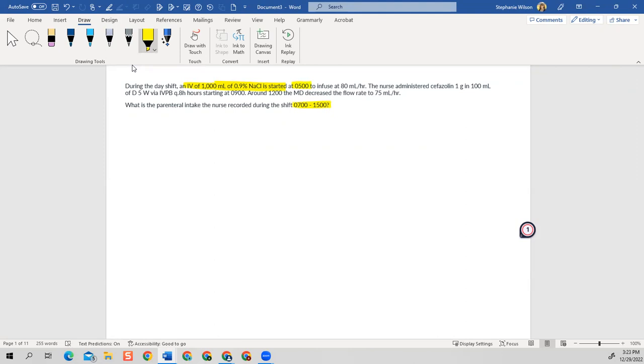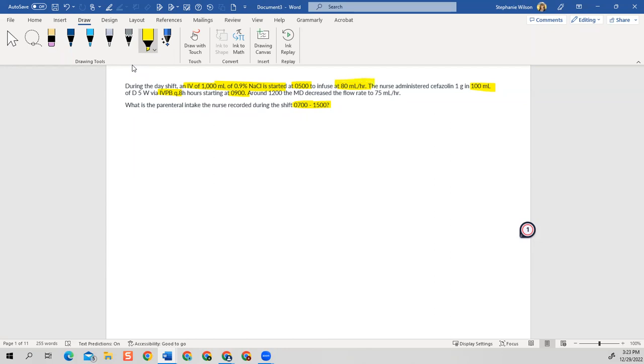Well, at 0700 is when your shift started. So someone's already calculated from 0500 to 0700. However, we do need to calculate from 0700 to 3 p.m. So let's look. At 0500, it says that we infused 80 milliliters per hour. It said the nurse administered 1 gram in 100 milliliters of Dextrose 5% in water, IV piggyback every 8 hours, starting 0900. Okay, so that's different. It's a piggyback. It's something getting added during the infusion. So we're going to come back to this one.